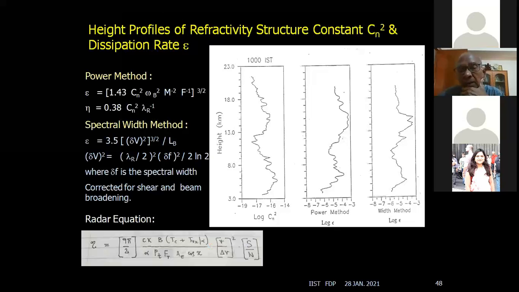So you can calculate the turbulence Cn square, the refractivity structure constant, which is useful for radar propagation and troposcatter propagation of the microwaves. And this is the eddy dissipation rate using 2 methods. One is the velocity fluctuation variance method, and the other is the power fluctuations method.